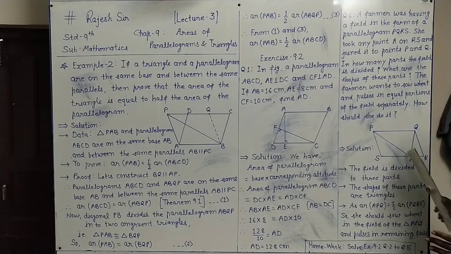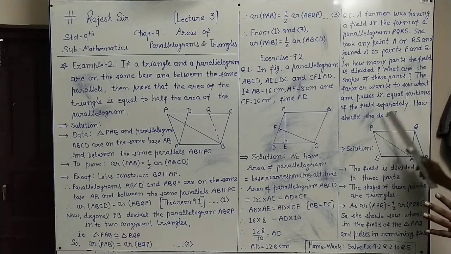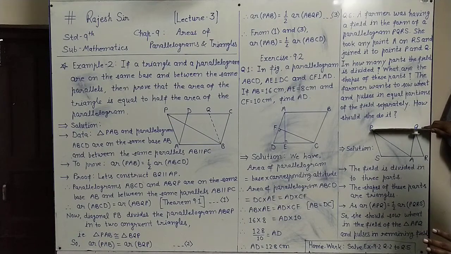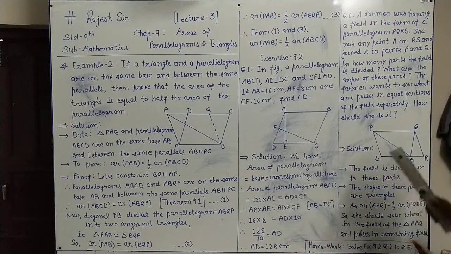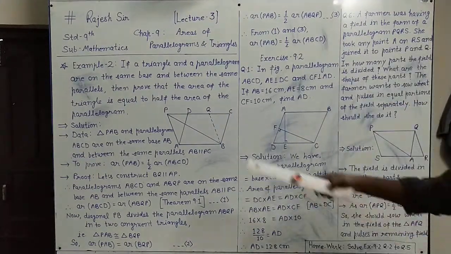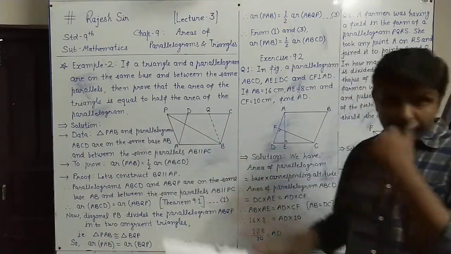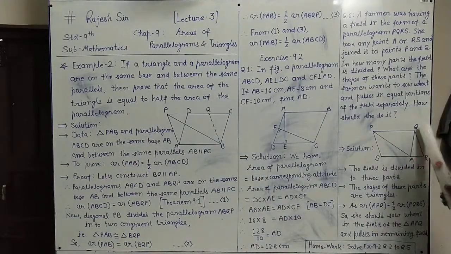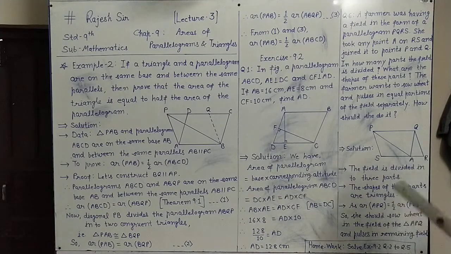Once again, you see this triangle APQ and the parallelogram PQRS. This triangle and this parallelogram have the same base PQ and are between the same parallels, PQ parallel to RS. So what is the relation between a triangle and a parallelogram which have the same base and are between the same parallels? The area of the triangle is half of the area of the parallelogram. So the area of triangle APQ is half the area of parallelogram PQRS. So as this portion is half of the whole, she would sow wheat in the field APQ.